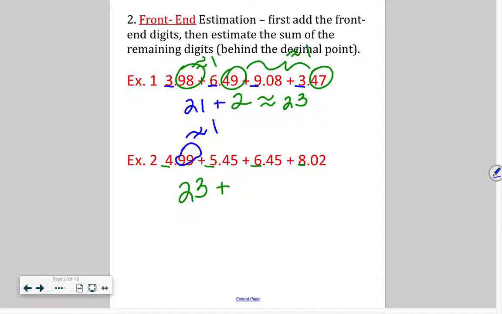What else could we do? 45 and 45 would make about another 1. Do we have to do anything with that 200s? No, that's awfully close to nothing. So now this 1 plus this 1 is about 2. So 23 plus 2 is about 25 for an estimate.